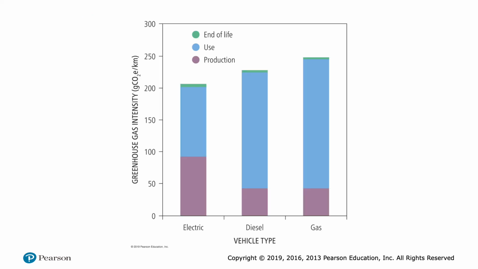This is a look at greenhouse gas emissions per kilometer, averaged over the full lifetime of electric, high efficiency diesel, and gasoline powered vehicles. And note that the production phase accounts for a much greater proportion of lifetime emissions for electric vehicles compared to other types. So what that just means is that it does emit a lot of greenhouse gases in the production phase of electric vehicles.